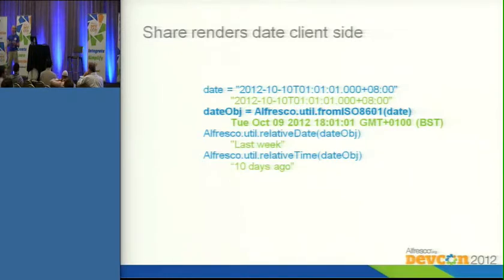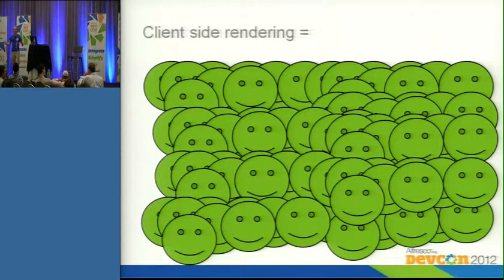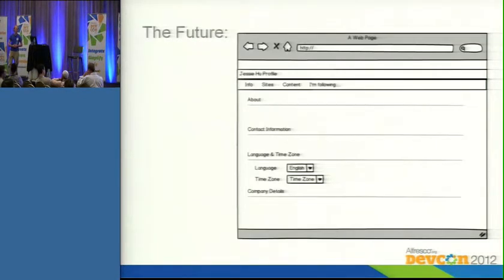And then we can use other JavaScript util methods to render that out in a friendly way using our standard libraries for whatever way we want to render that date to the user. And basically, because we do that, hopefully the user then gets the date in their local time zone, and that makes for lots of happy users. And so that's something that's in Share 4.0.